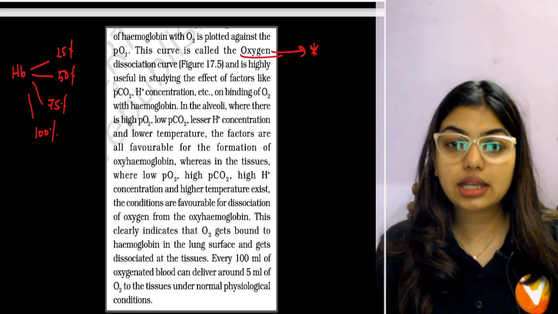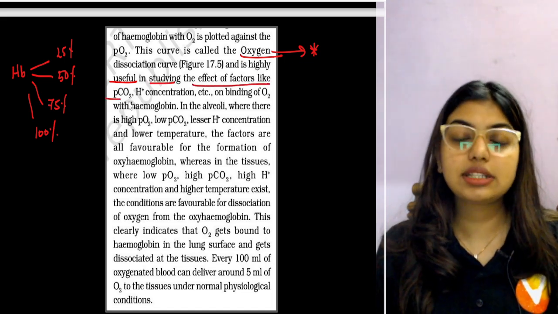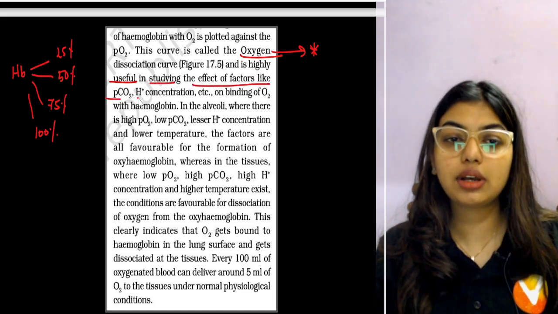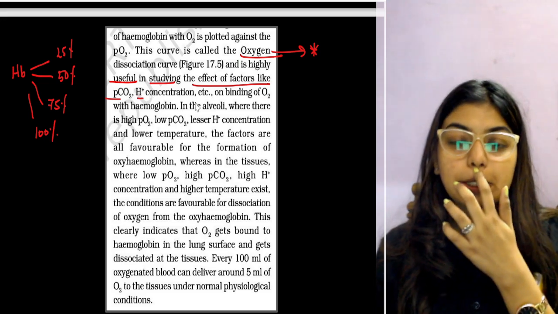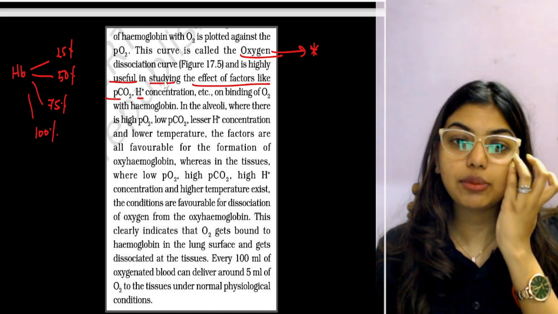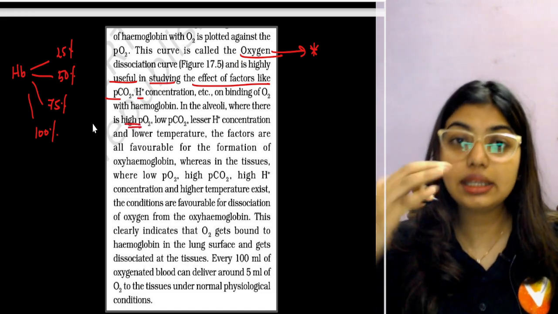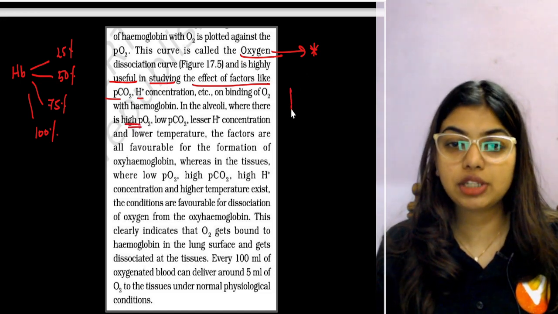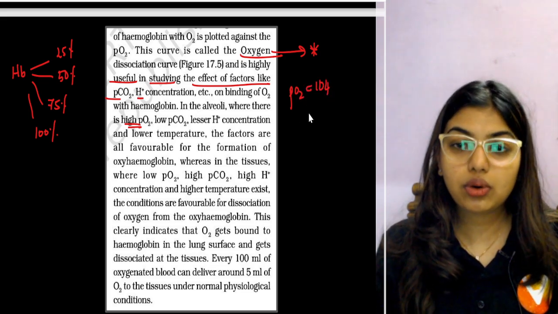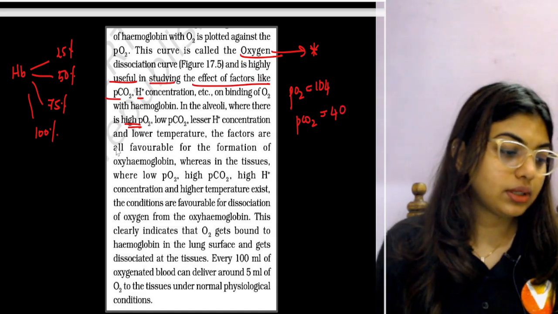Now, it is highly useful in studying the effects of factors like the partial pressure of carbon dioxide, H plus concentration, and temperature on the binding of oxygen with hemoglobin. In the alveoli there is high partial pressure of oxygen. How much? Around 104. How much carbon dioxide is there? Around 40. Yes or no?